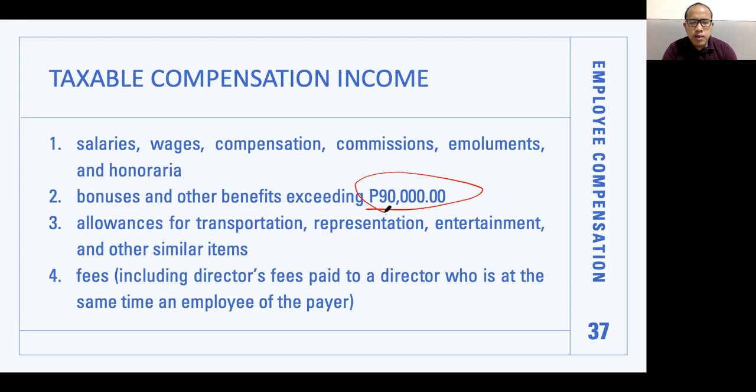Number 3, allowances for transportation, representation, entertainment, and other similar items. These are also taxable compensation income. Fees, including director's fee, paid to a director who is also at the same time employee of the payer. Kung siya ay director lamang at hindi siya empleyado, then hindi siya compensation income. Baka consultant fee yun, ganyan, director's fee. It's not compensation. Pero kung yung director na yan is at the same time employee of the company, then yung payment mo sa kanya will be considered as payment of compensation income.